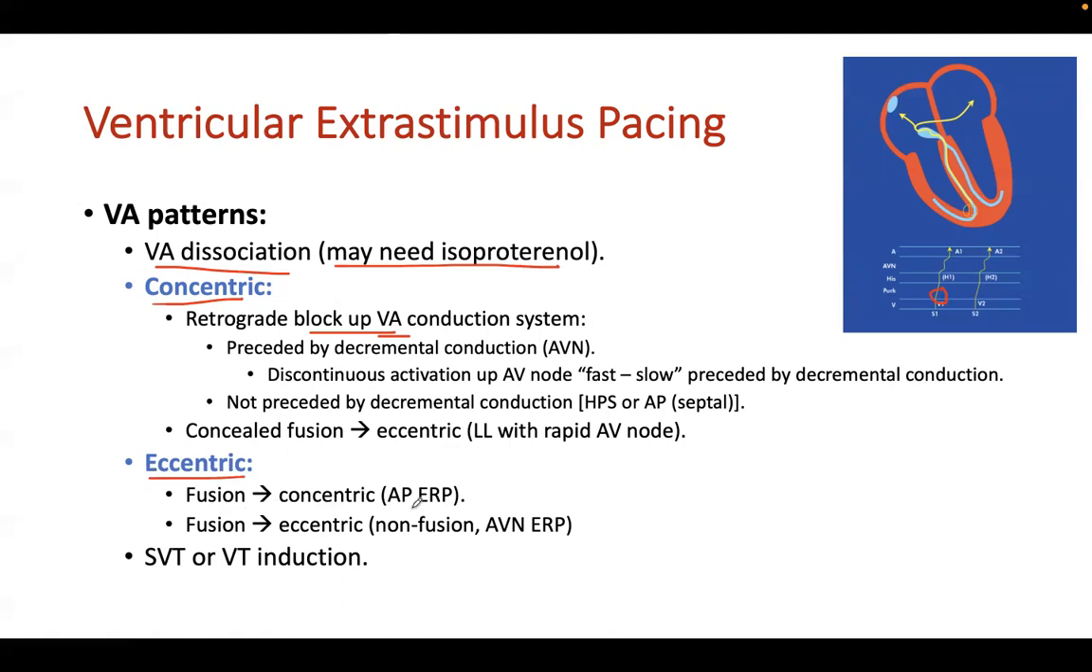And then usually if you keep pacing with shorter coupling interval, you might block. If you block at the accessory pathway before the AV node, you will go from eccentric to concentric. If you block at the AV node before the accessory pathway, you will see eccentric into more eccentric. You might see either, depending on which one blocks first. Usually the AV node blocks before the accessory pathway. Okay guys, this makes sense?